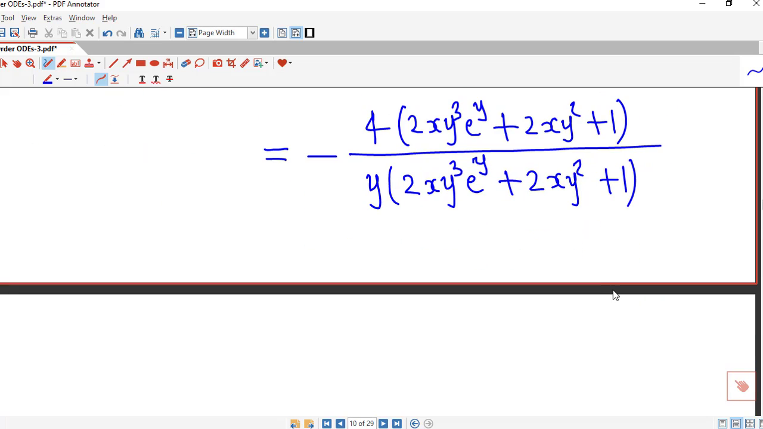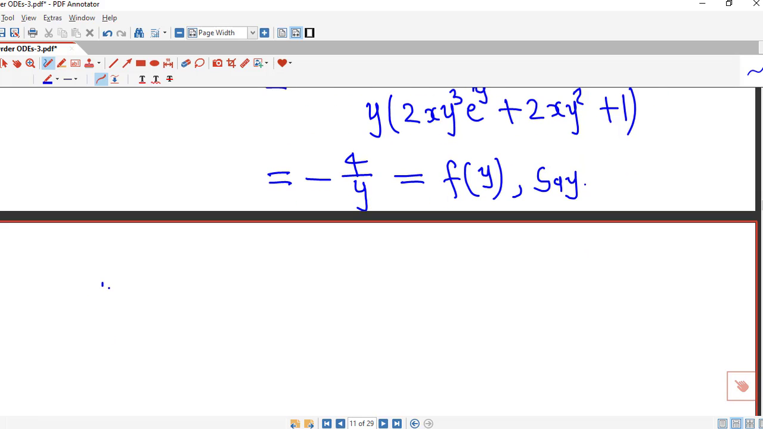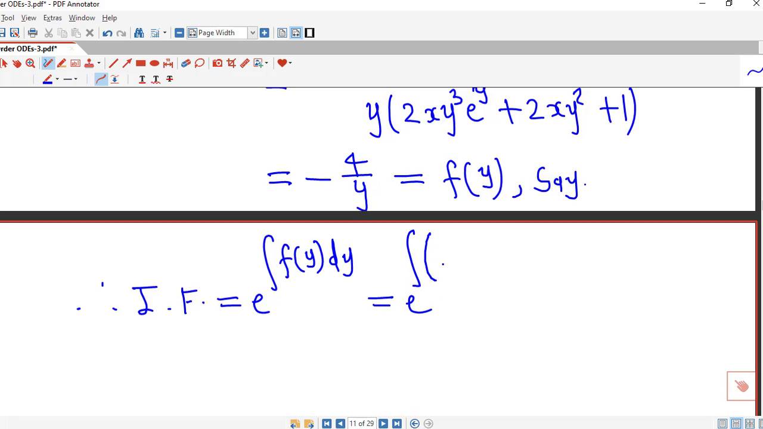So this quantity will cancel out, and integrating this is going to be minus 4 by y. This is a function of y only, so we denote this function of y by f of y. So therefore the integrating factor is nothing but e to the power integral of the function of y with respect to y. So this is e raised to integral of minus 4 by y with respect to y. So its integral is minus 4 constant, integral of 1 by y is log y.